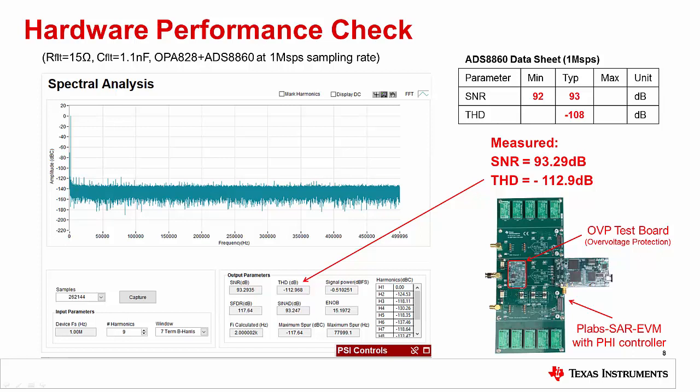According to the ADS8860 datasheet, the typical SNR is 93 dB and the THD is negative 108 dB. The measured results for the circuit we just simulated are better than the typical specifications. In general, the goal is for the input drive amplifier to add minimal noise and distortion so that the system will be limited by the ADC performance. The next step of this design is to add the protection circuit and confirm that it has minimal impact on performance.